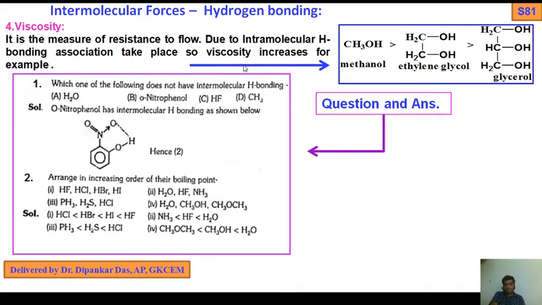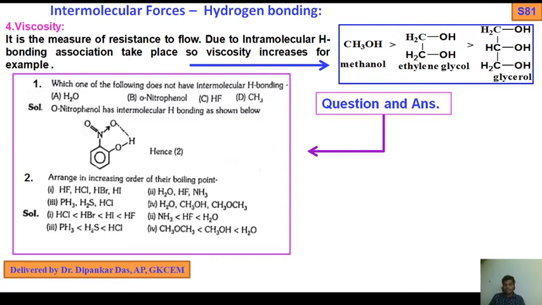intermolecular hydrogen bonding or association takes place, so viscosity increases. Viscosity means the drag that resists the liquid flowing in motion. So viscosity is a dragging force which drags the molecules backward. Clear? So if intermolecular hydrogen bonding association takes place, what will happen? Viscosity increases. Methanol CH3OH, ethylene glycol CH2OH-CH2OH, and glycerol CH2OH-CHOH-CH2OH. This is the example of viscosity.